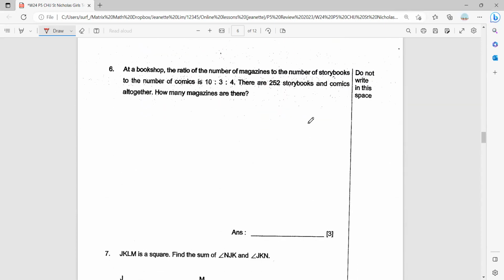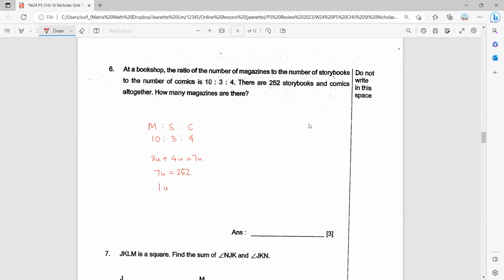Question 6, at a bookshop, the ratio of number of magazines to storybooks to comics, 10 to 3 to 4. There are 252 storybooks and comics altogether. Okay, storybooks and comics will be a total of 7 units. So 7 units is 252. We're supposed to find the number of magazines.